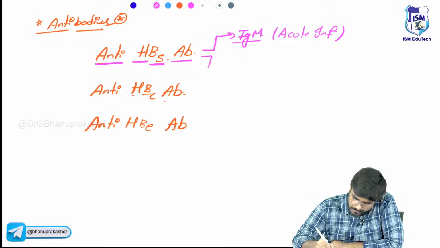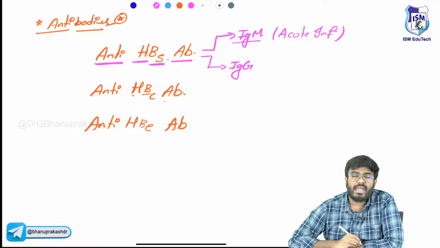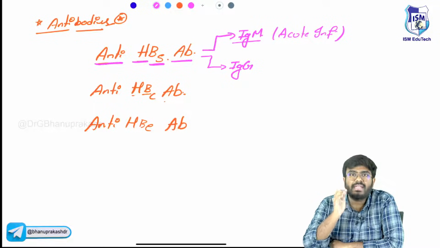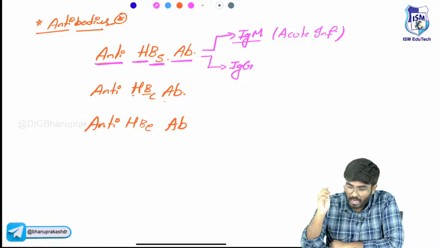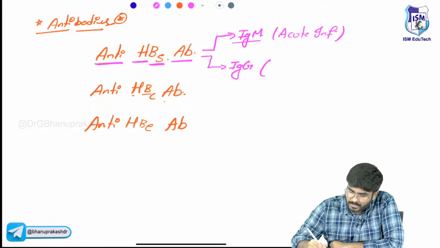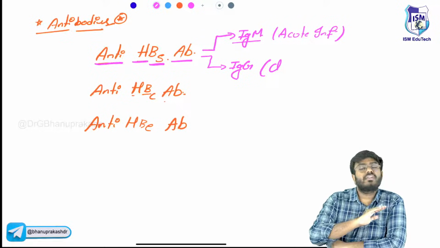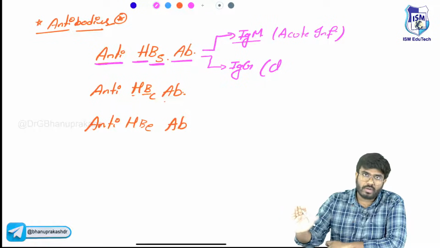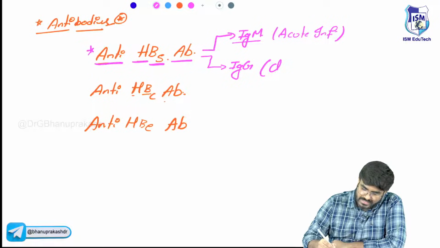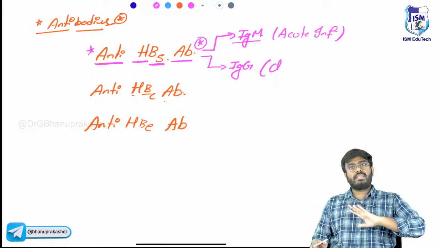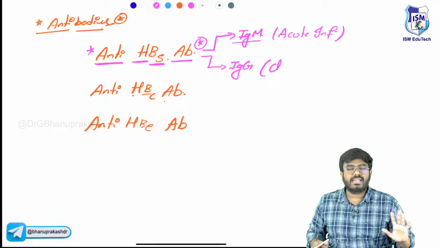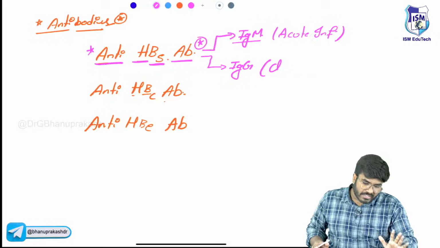Now, if you have IgG type of anti-HBsAg antibodies, it indicates that the infection is resolved. Once you have this antibody, it indicates that the infection is resolved.